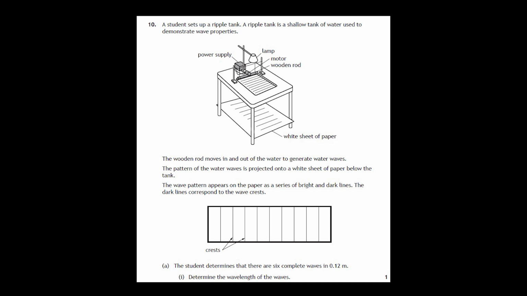The wave pattern appears on the paper as a series of bright and dark lines. The dark lines correspond to the wave crests. The student determines that there are 6 complete waves in 0.12 meters. 1. Determine the wavelength of the waves.